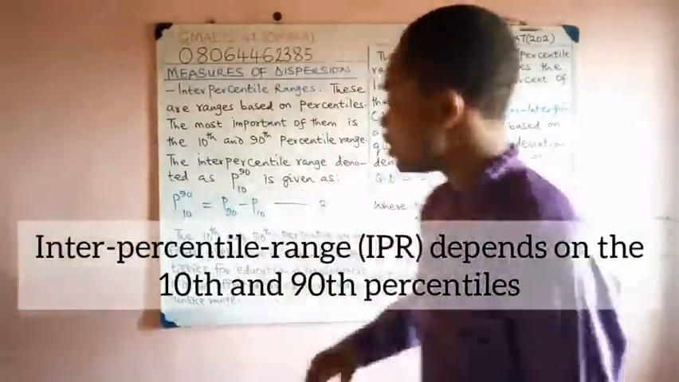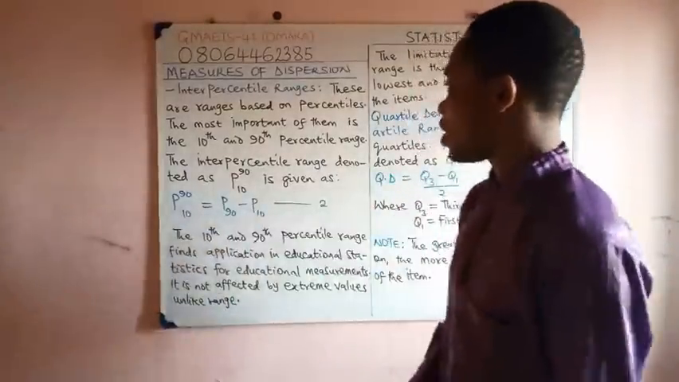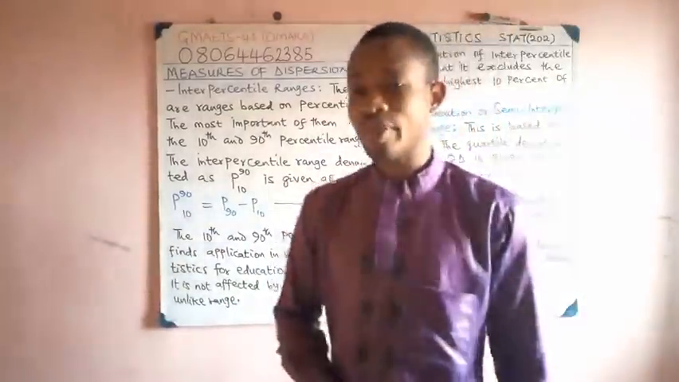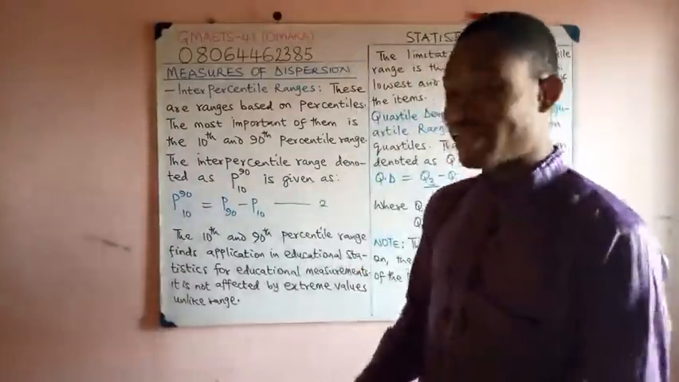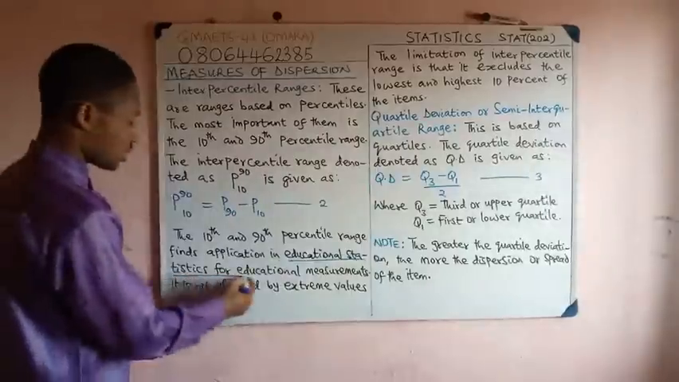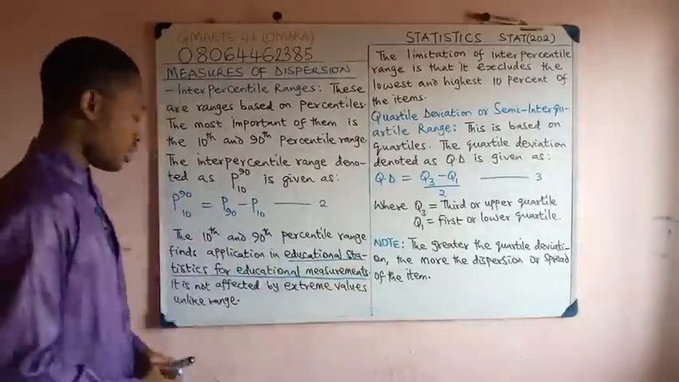In fact, it happens to be the difference between these two percentiles. Is that okay? And then the 10th percentile and the 90th percentile find their application in educational statistics. That's where we apply them, right? In educational what? Statistics. It's used for educational measurements.